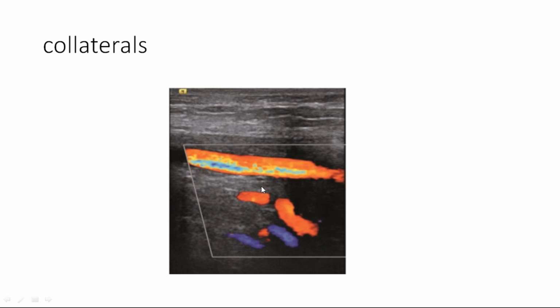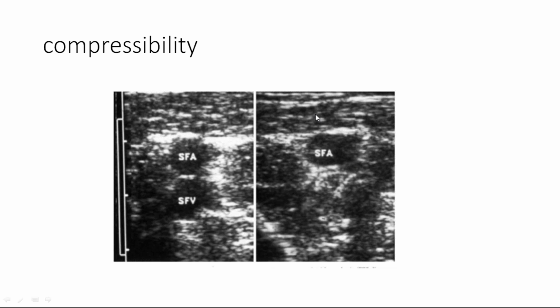We can see collateral formation in chronic DVT, in which the flow of blood can be seen in the surrounding tissue, which represents the growth of collaterals in the region of the vein where we can see the thrombosis. These are collaterals present near the deep veins where thrombus is seen.